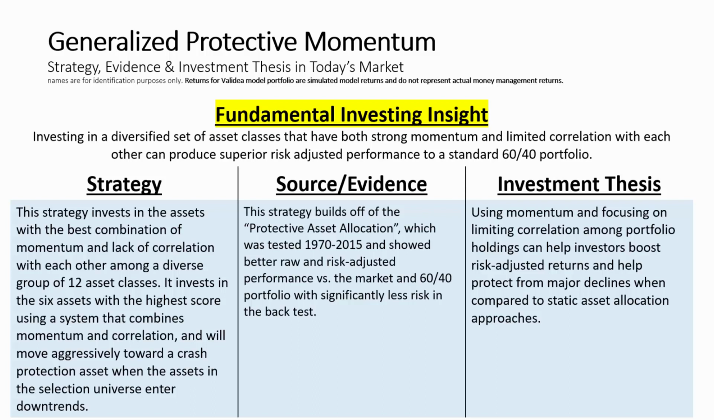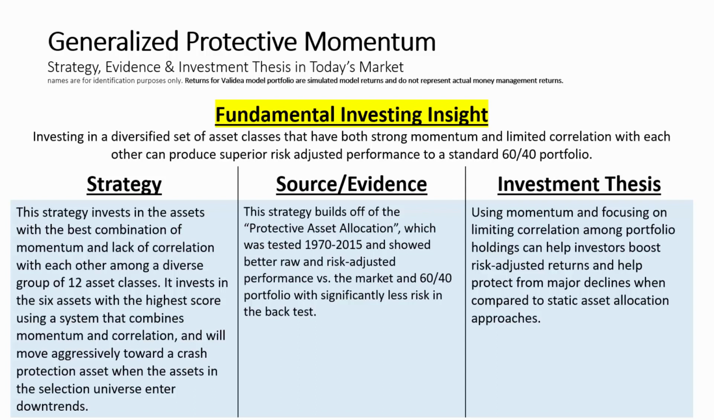At a high level, the strategy invests in the assets with the best combination of momentum and lack of correlation with each other among 12 different asset classes. It invests in the 6 asset classes with the highest score using a system that combines both momentum and correlation, and it will move aggressively to a cash protection stance when the asset classes in the selection universe enter a downtrend.